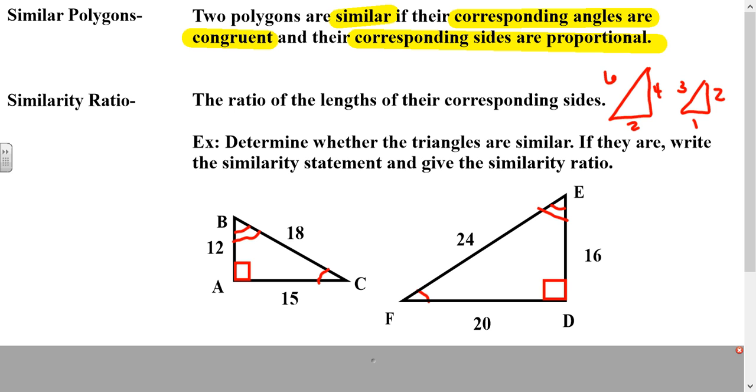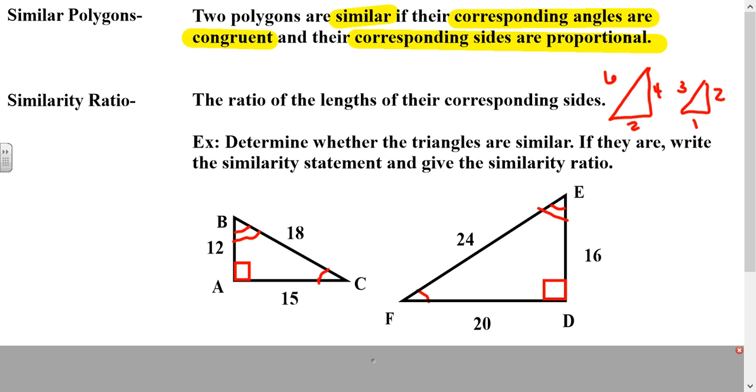So let's check. So angle A matches with angle D. Those are both 90 degrees. Angle B matches with angle E, and those are both marked with 2 arcs. And angle C matches with angle F, and those are both marked with 1 mark. So all the corresponding angles are congruent. Now we need to check to see if the corresponding sides are proportional. So we need to look and see if these 3 are somehow related to these 3 by multiplying all 3 sides by the same number to get the other figure.